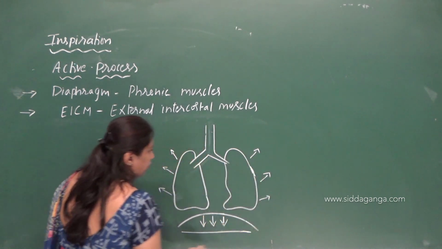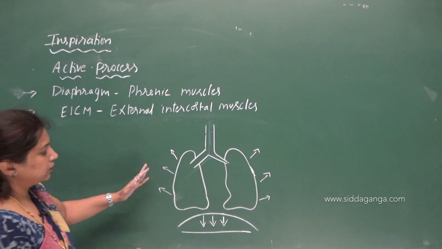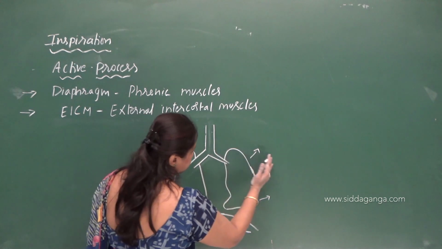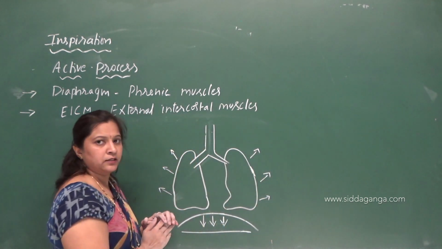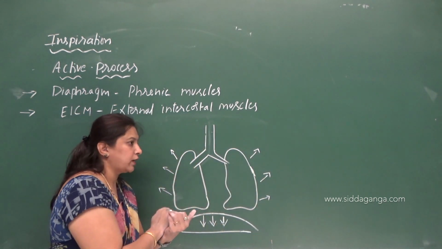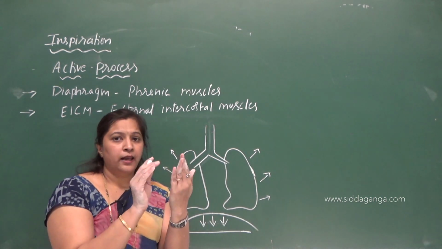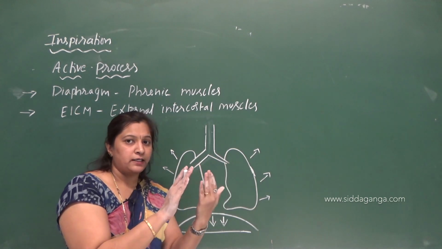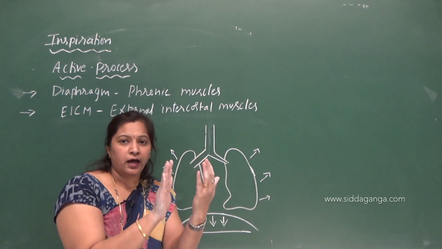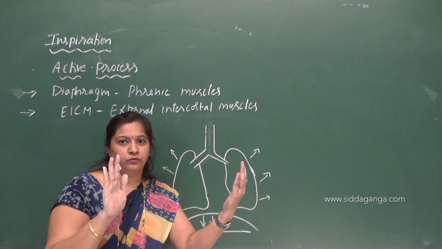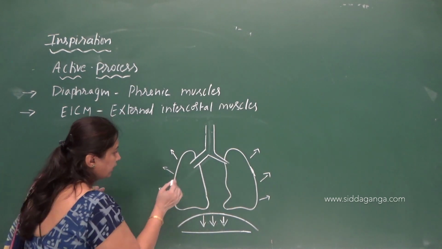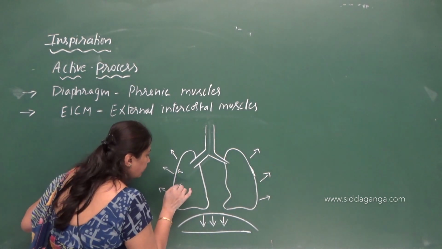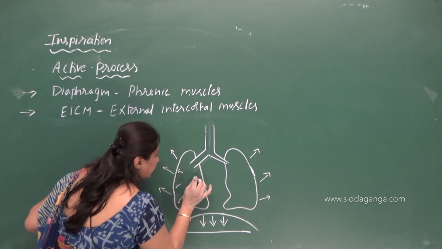So it is because of the contraction of these two muscles that the volume of the thoracic cavity increases on all the sides. Once the volume of the thoracic cavity increases, the lung walls are pulled out, so that the volume of the lungs also increases.